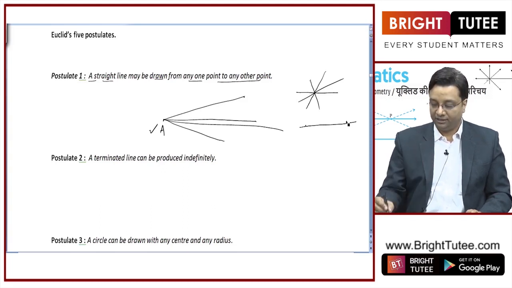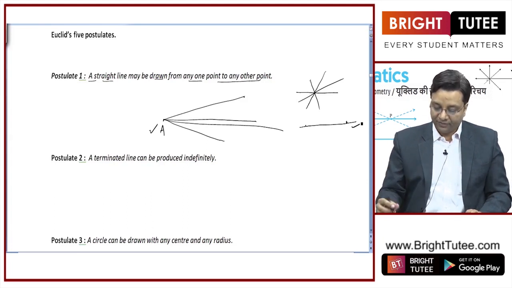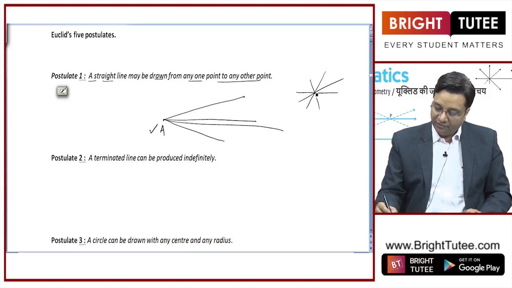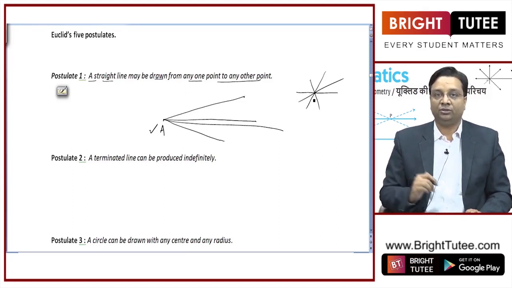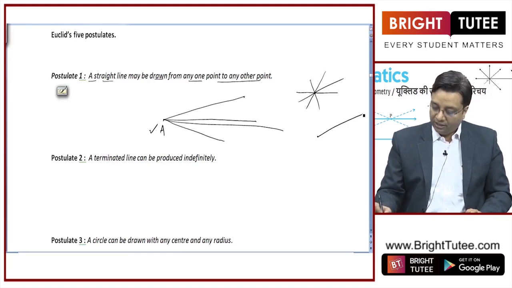There is a unique line which can pass through these two points, okay. So, if you have got a point, you can draw infinite number of lines passing through it, right. And similarly, if you have got a point, you can draw a line to any other point that is given from this point.